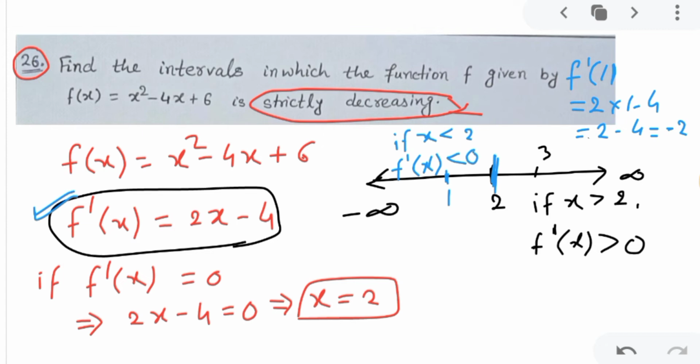Correct? Less than 0. Now check. This was rough work, that's why I am erasing. Okay, that is rough work for checking purpose. So now I got that if x is greater than 2, then f dash x is greater than 0. If x is less than 2, then f dash x will be less than 0. And now we got that it is strictly increasing.